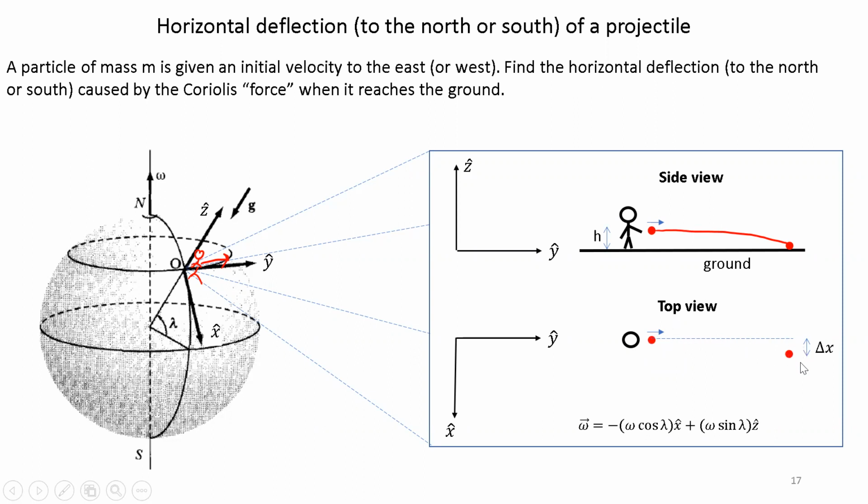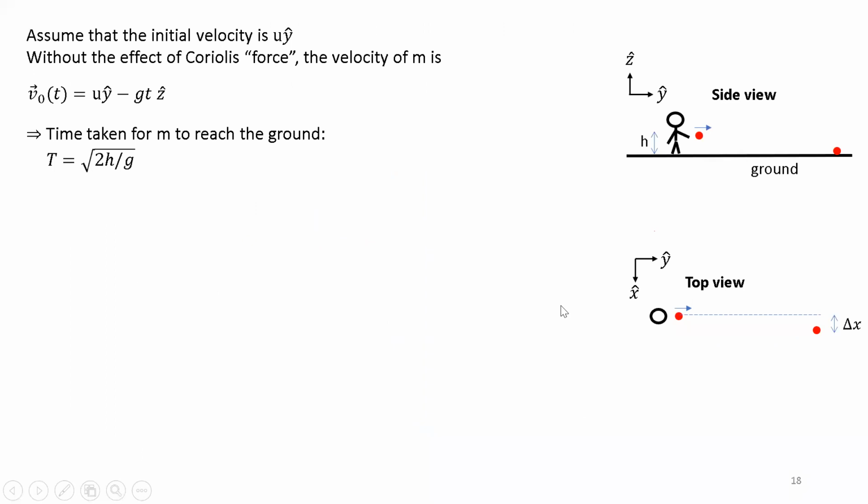Then we want to calculate this time this deflection. Last time we focused on the deflection along the y direction, that is either east or west. This time we want to consider the deflection along the x direction, that is either north or south. But the procedure really is the same, it's just how you give the initial zero order solution.